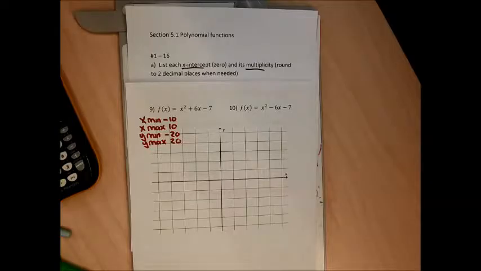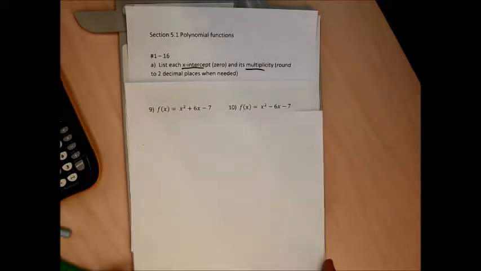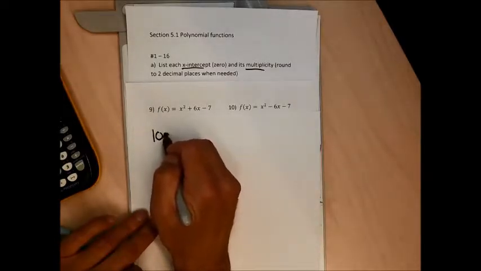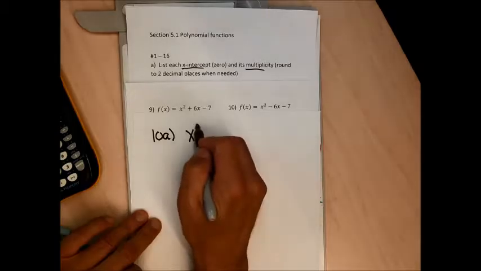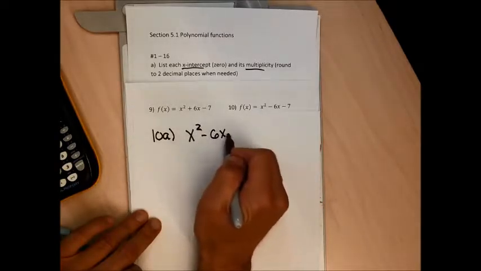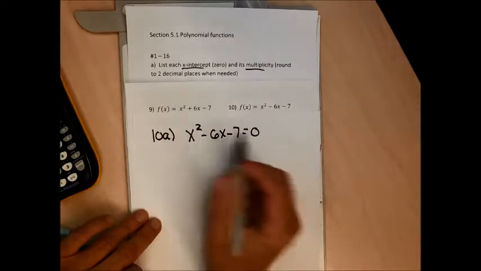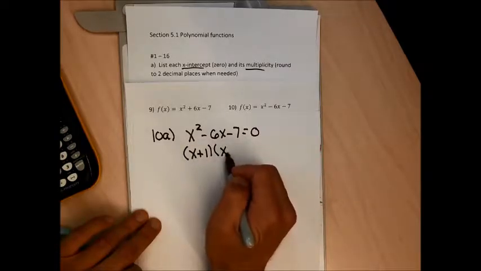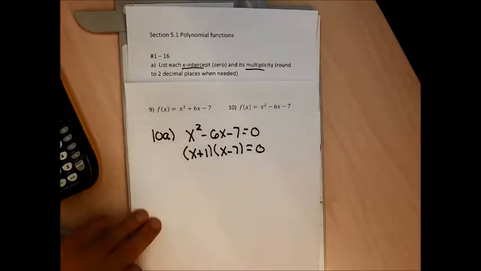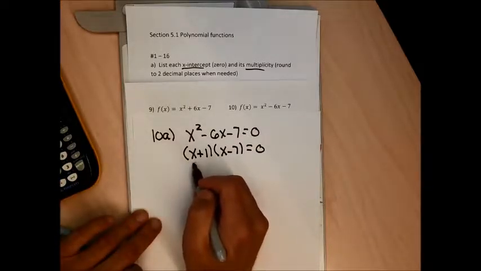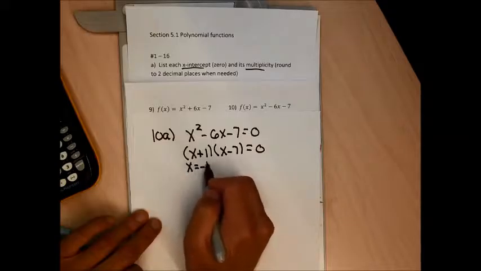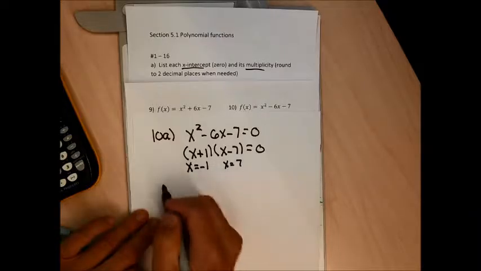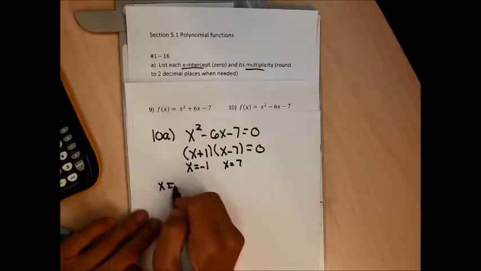So for problem 10, part A, listing the x-intercepts and the multiplicity, I need to take the function and set it equal to 0. I can do that by factoring. It's not factored, so I'm going to need to factor it. For the factor of x plus 1, when I set it equal to 0, I'll get x equal to negative 1. For the factor of x minus 7, when I set it equal to 0, I'll get x equal to 7. So I'm going to get 2 x-intercepts.